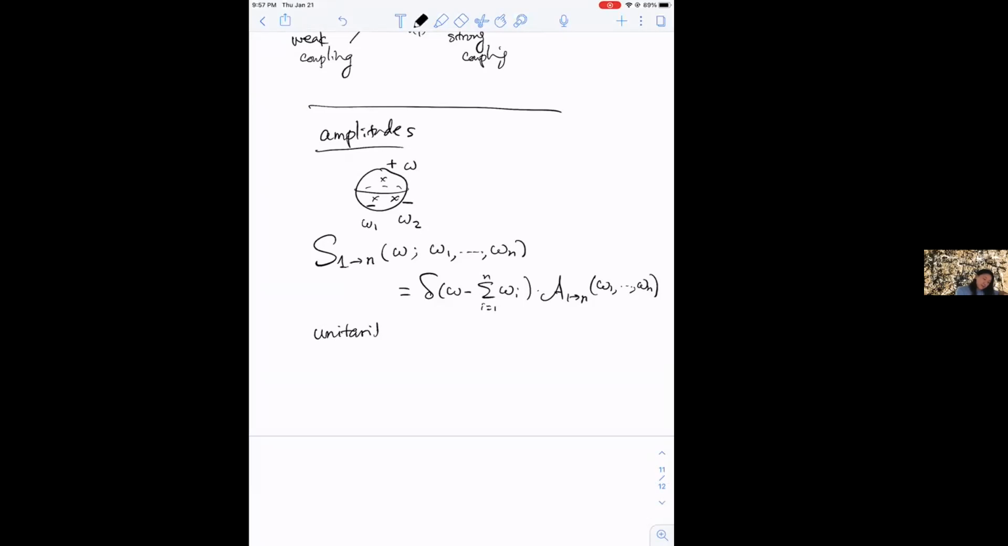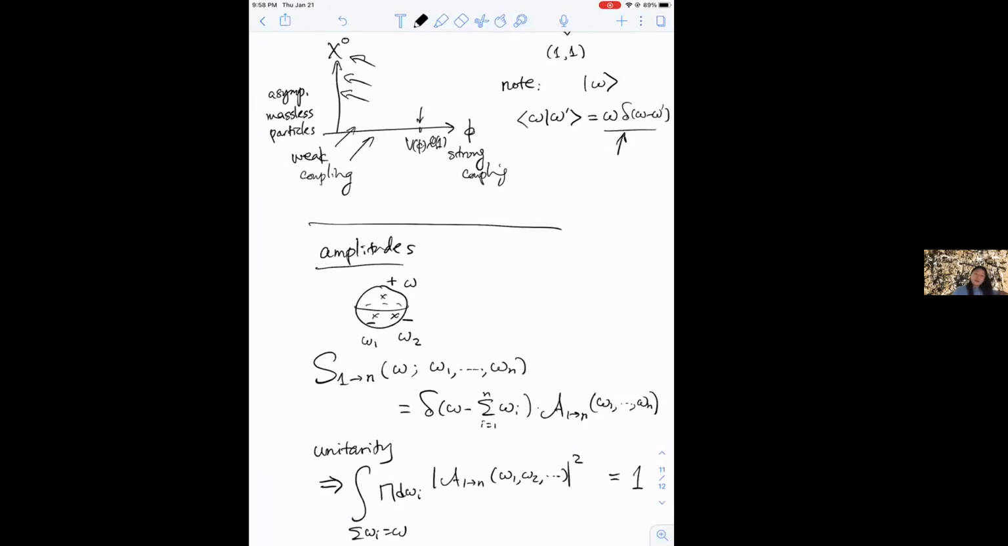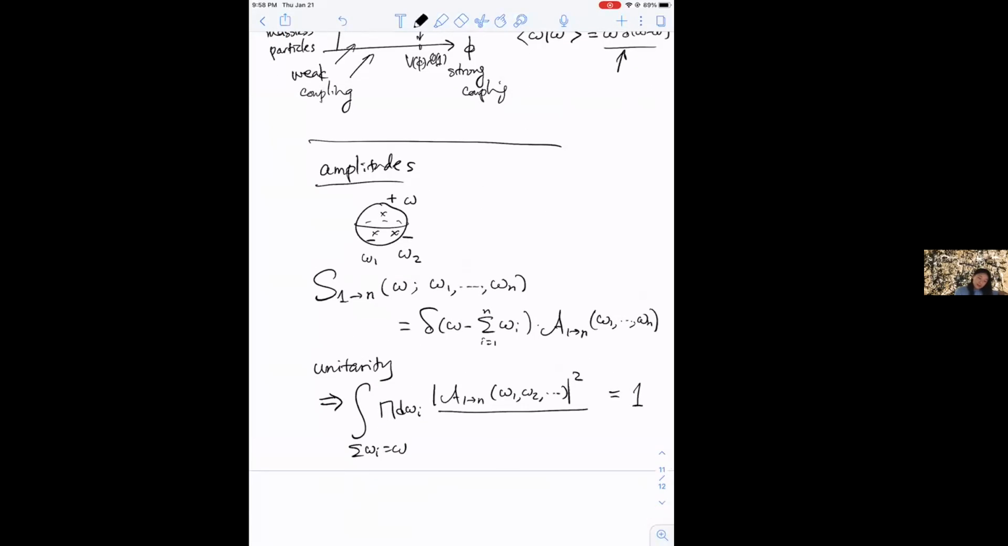Unitarity in particular implies that, if we have unitarity, hopefully, for example, if you sum up all the one to n amplitudes, the total probability should be equal to one. So in terms of formula, that means that if you integrate over the omega i's, subject to the constraint that the sum of omega i equals omega, this is supposed to be equal to one. But I'm using a convention for the in and out states with this funny normalization. So with this normalization, I have to take that into account by dividing by omega, omega one to omega n, just to normalize the asymptotic states. So this will be the formula for the unitarity relation, at least as far as the one to n part of the amplitude is concerned. Okay, we'll come back to this.